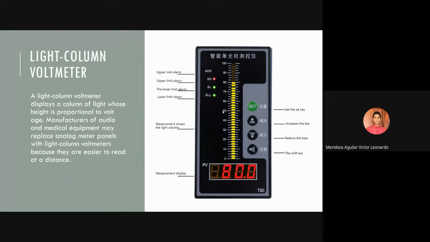Well, I'm going to talk about the light column voltmeter. A light column voltmeter displays a column of light whose height is proportional to voltage. Manufacturers of audio and medical equipment may replace analog meter panels with light column voltmeters because they are easier to read at a distance. And you can see an example, an image of a light column voltmeter. Next, please.